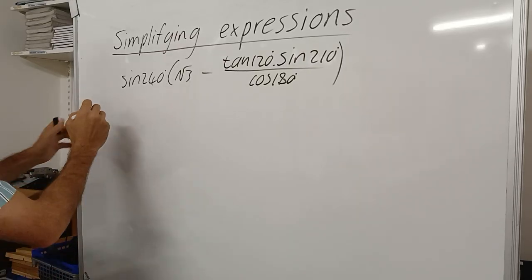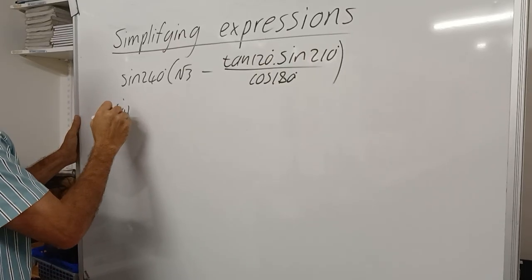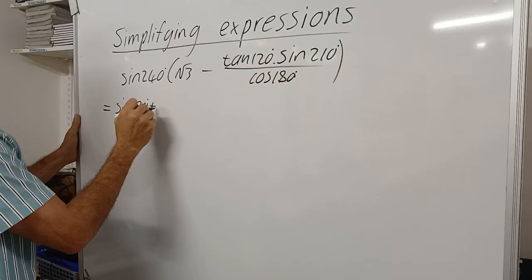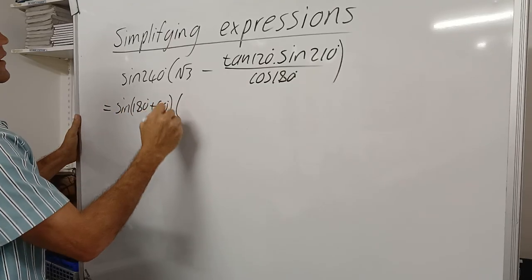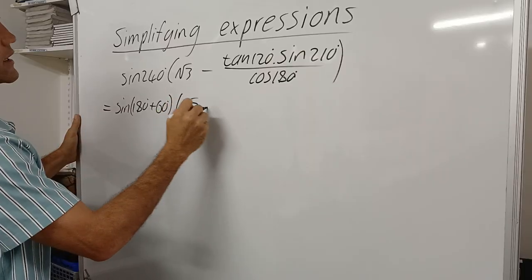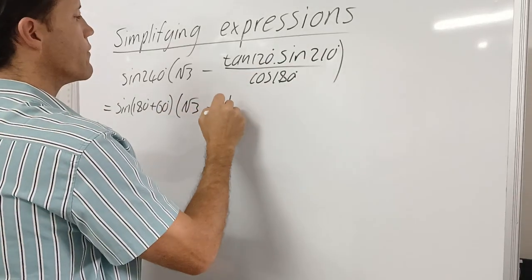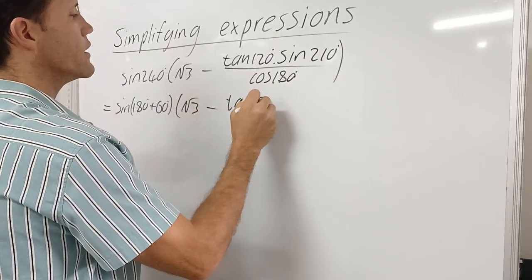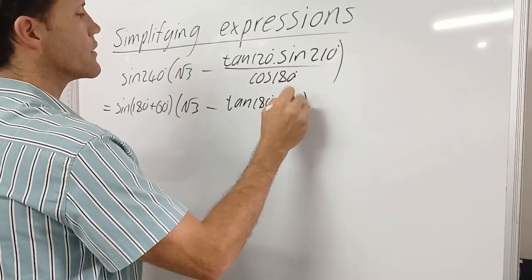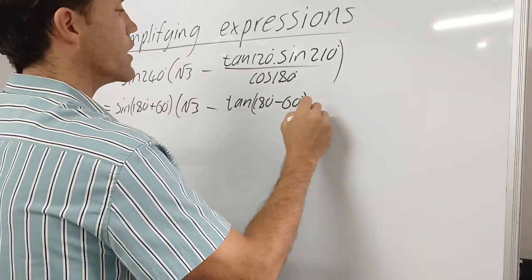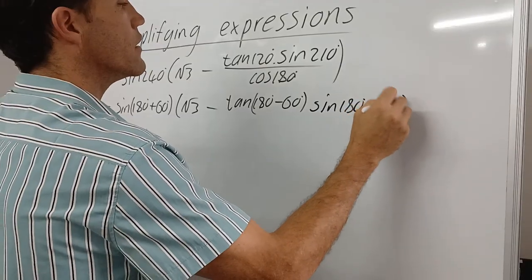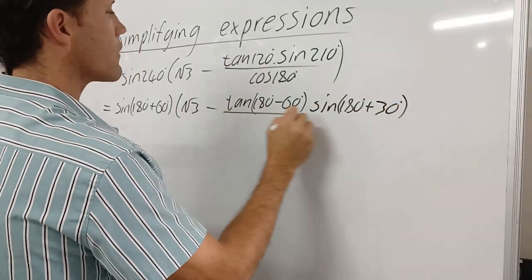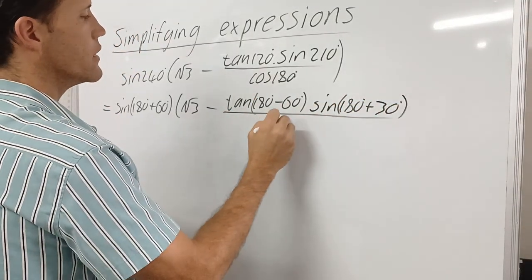Okay, so sine 240 will be sine 180 plus 60. And then square root of 3, we can leave it like that. Tan 120, obviously we can make it tan 180 minus 60. And sine 210, we can make it sine 180 plus 30 over cos 180, negative 1.